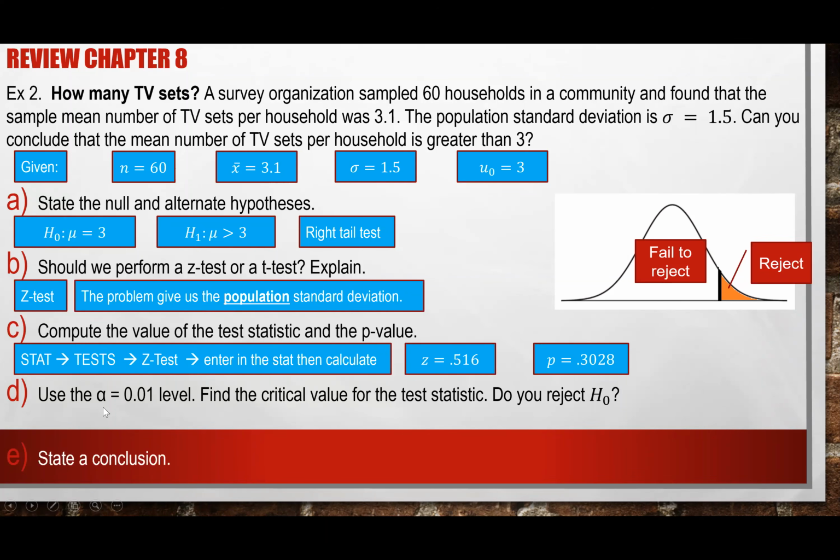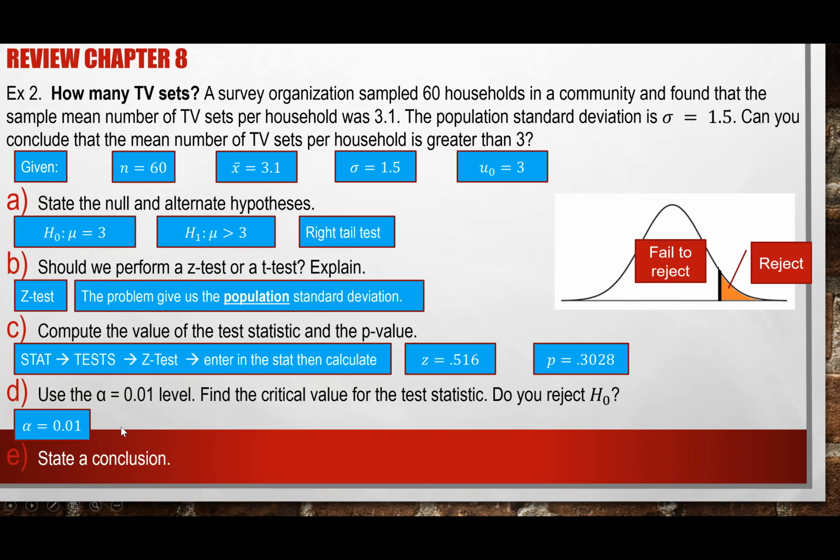Now part D. Can we reject H sub 0? Without doing the critical value, everybody see that the p-value is bigger than the alpha. If the p-value is bigger than the alpha, we do not reject the H sub 0. And if we do not reject, the conclusion will be we don't have enough evidence, right?